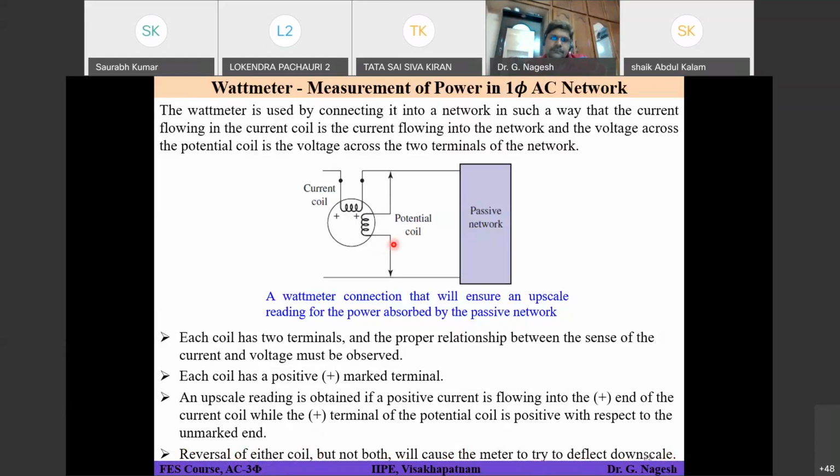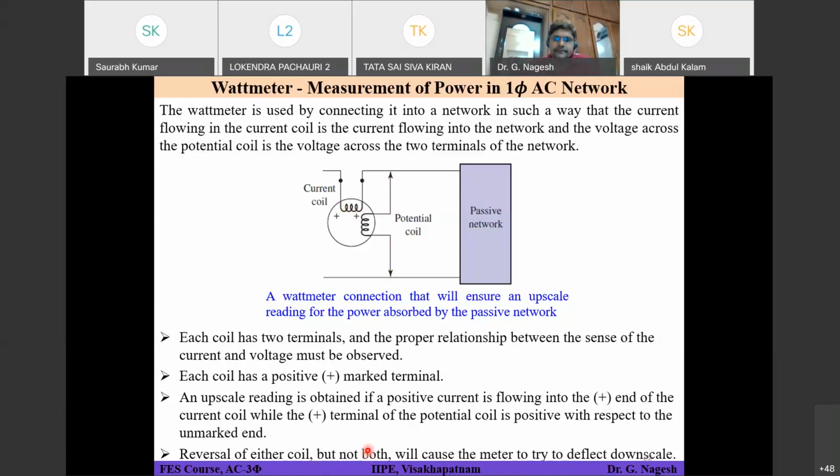That means if current is not entering the positive terminal of your current coil, or your positive marked terminal is not at a higher potential compared to the unmarked terminal of your potential coil, then your coil will try to deflect in the downward direction. You are creating a force in the opposite direction of your scale. Are you understanding or not?